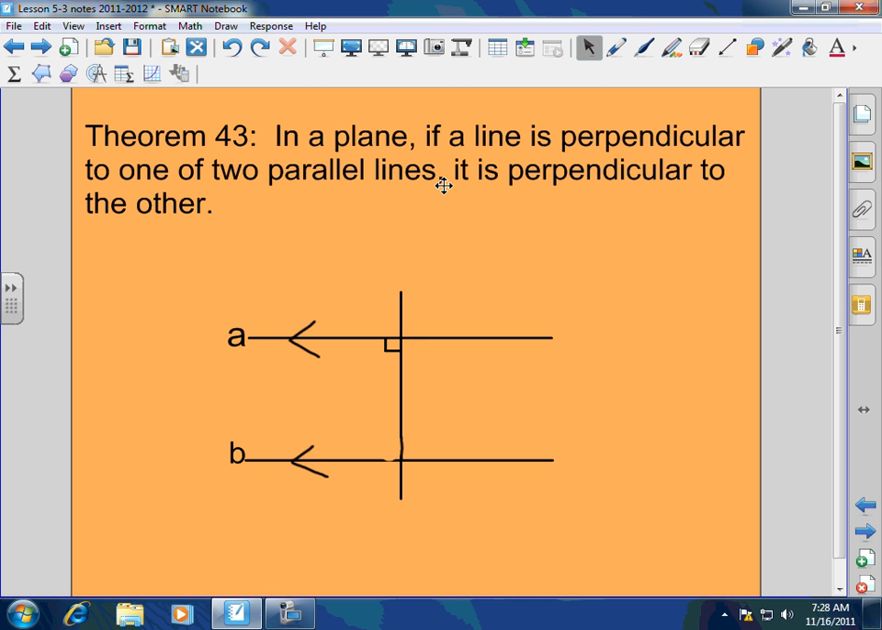Theorem 43. If a line is perpendicular to one of two parallel lines, it is perpendicular to the other. We learned the converse of this yesterday. If line A is perpendicular to this line here, and line A is parallel to line B, well, then that means that line B has to be perpendicular to this line as well. And let's call that actually line C.